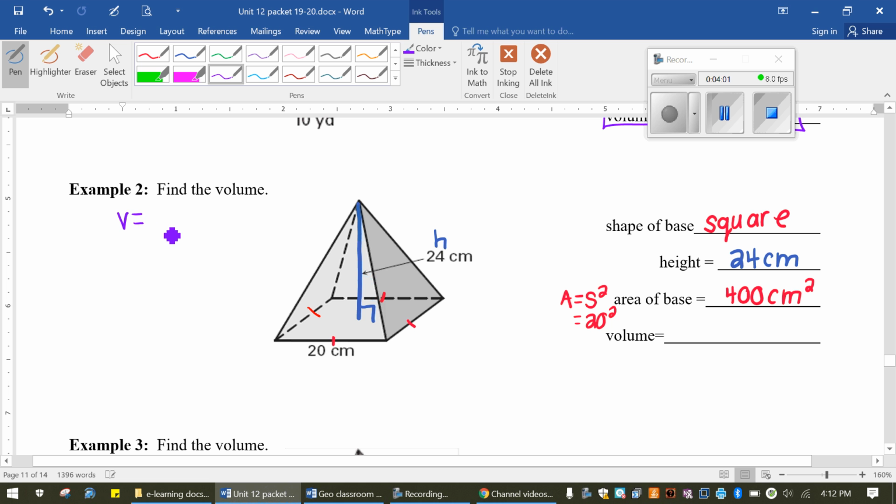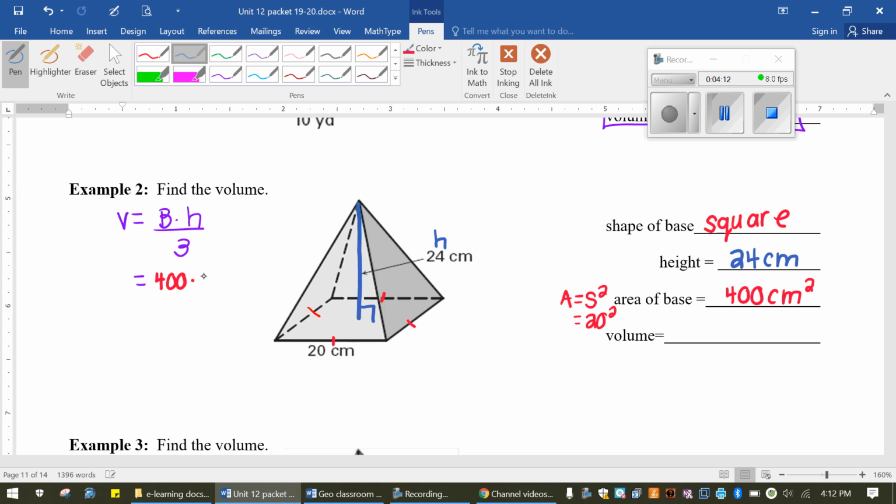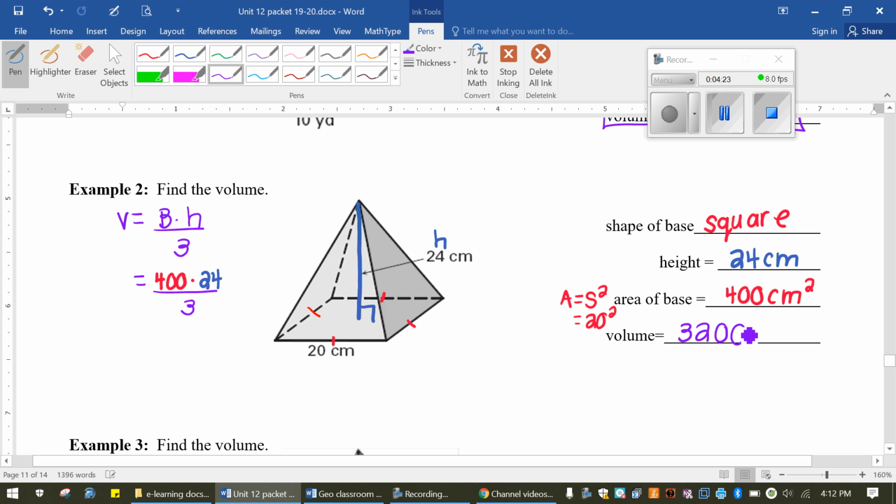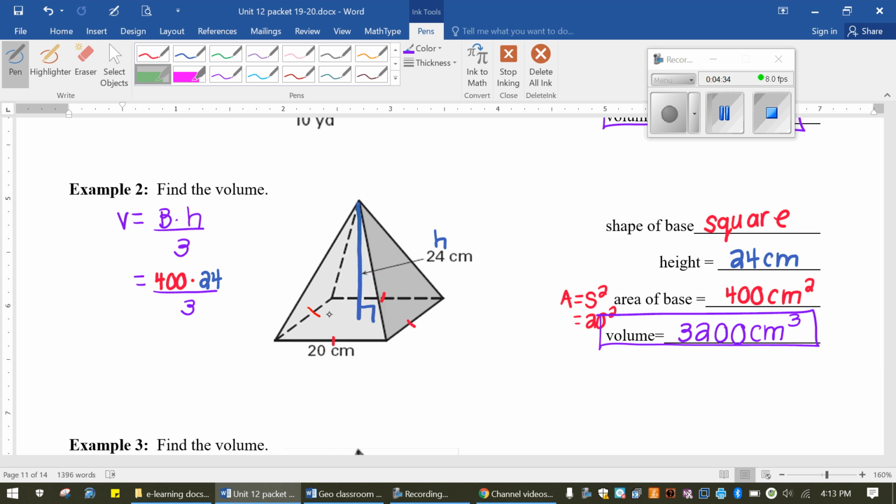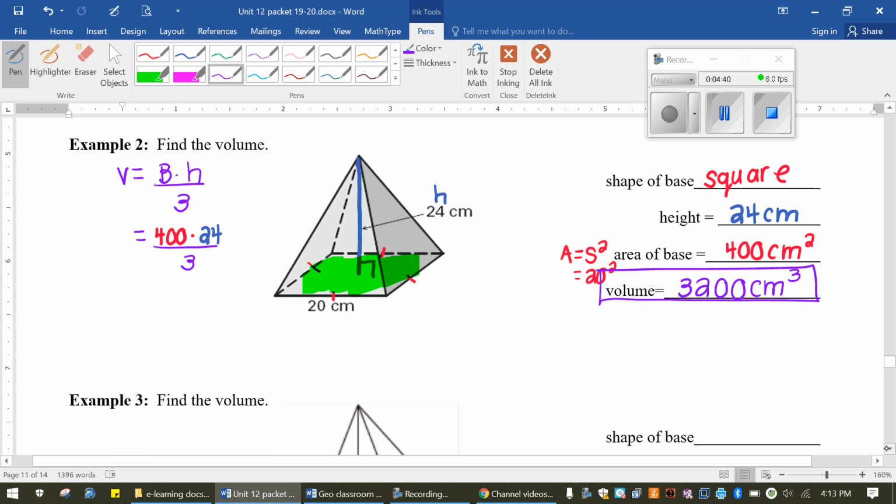Your volume is the area of the base times height, and you divide by 3. Our base area was 400, our height was 24, and then we're dividing that by 3. That comes out to be 3,200 centimeters cubed. Okay, so number 1 and number 2 both had square bases. I'm going to change the shape of the base on number 3.